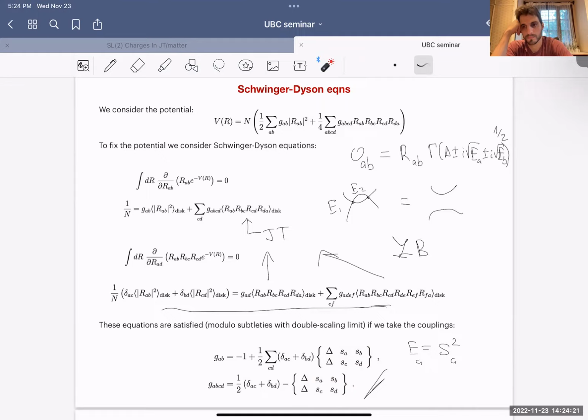Okay, so the gist of this slide is that, given that the disk correlators are given by JT formulas, you can fix the matrix potential again through these 6J symbols. And the reason that you can solve these complicated looking Schwinger-Dyson equations is that the 6J symbols obey nice properties like orthogonality and the Yang-Baxter equation. So this is sort of the summary of this stuff. And this is kind of the first step of this generalized topological recursion.